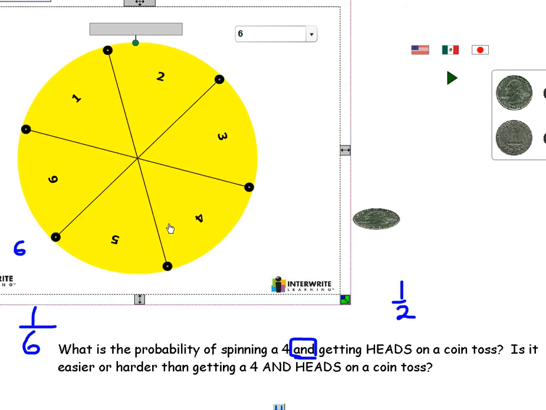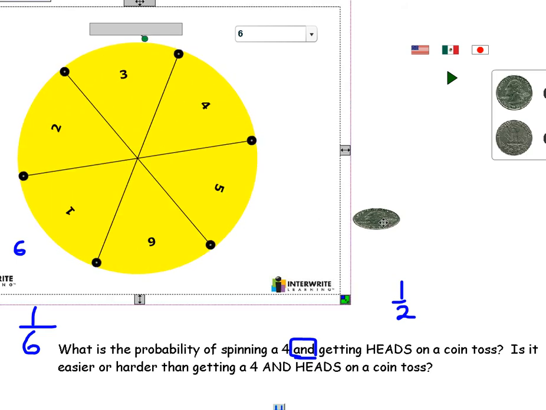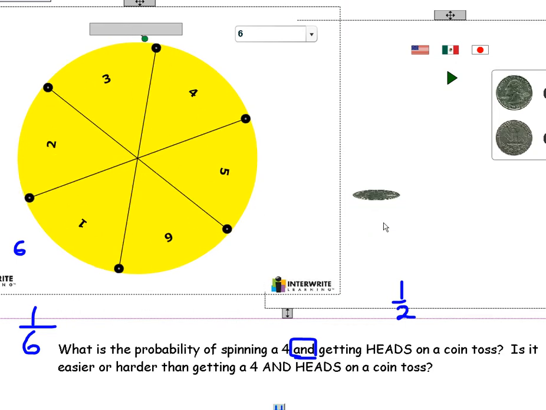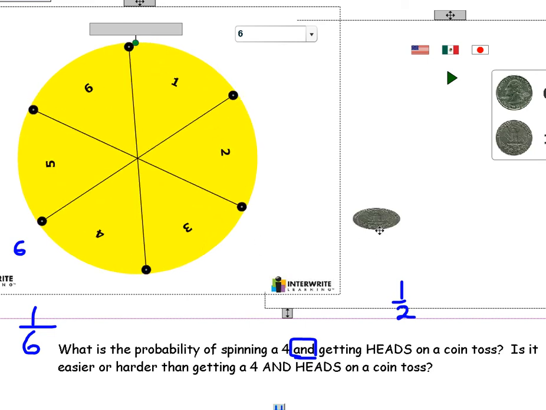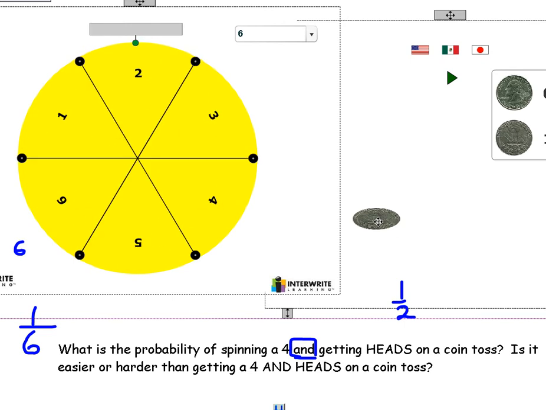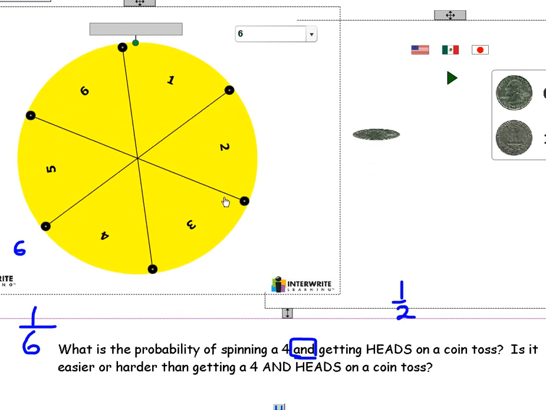So if I don't roll a 6 on this, I've already lost. I'm flipping the coin as well. I already lost. It doesn't matter what this lands. It landed on tails anyway, so I really lost. Let's try it again. Oh, 1. This has to be on a 4. And I got the heads, but I lose because I need both.